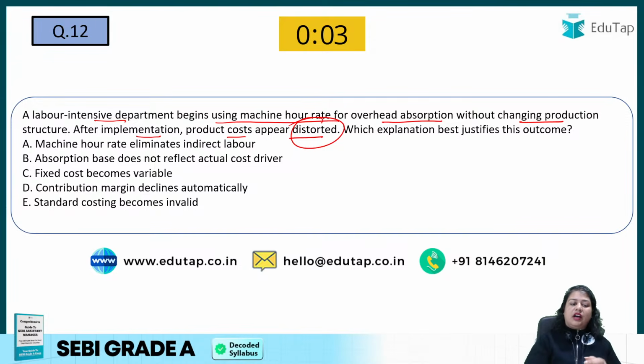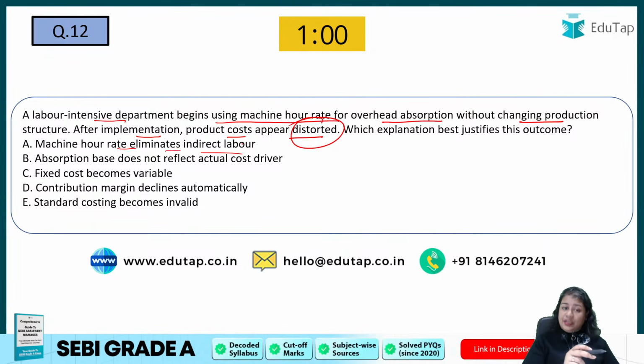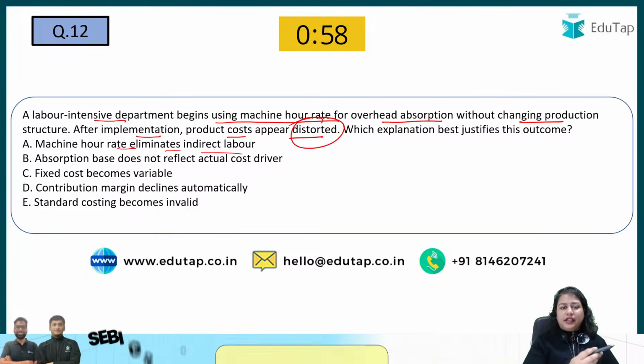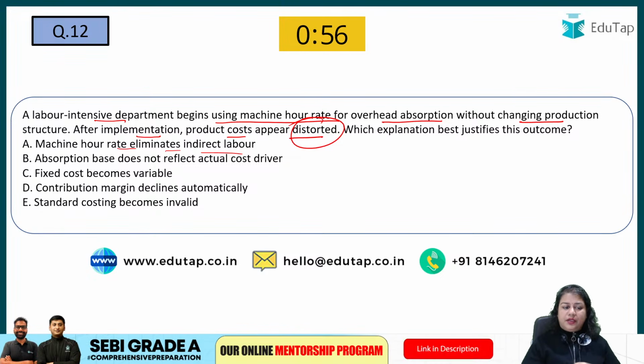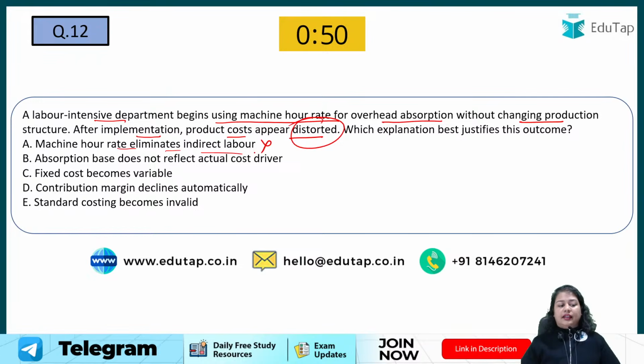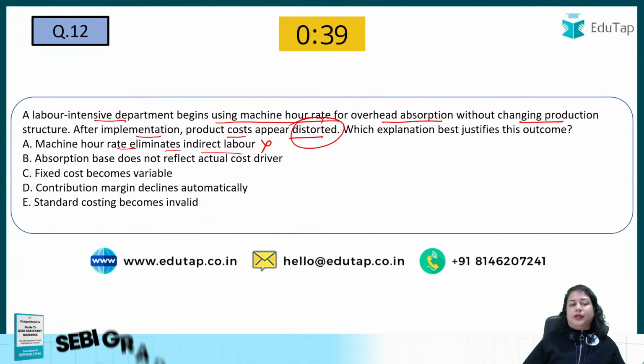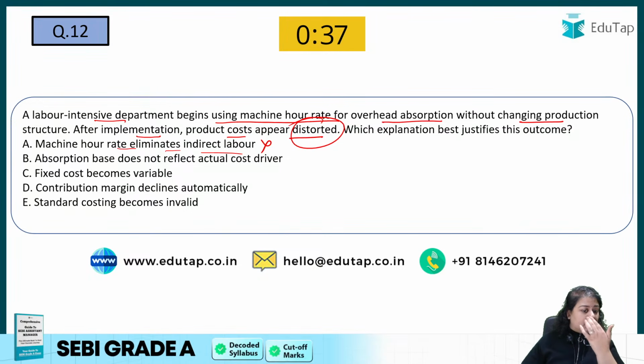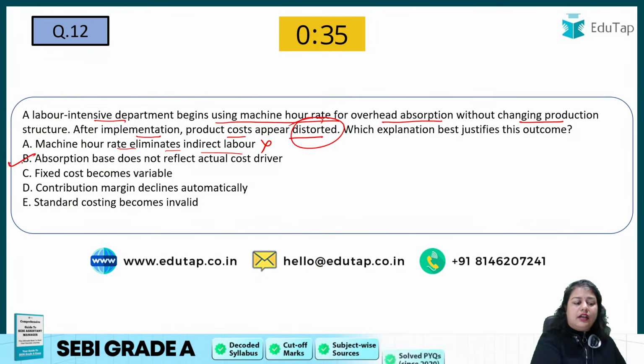Will the machine hour rate eliminate indirect labor? Will it eliminate? No, it will not eliminate totally. It will not eliminate because of course on the machine the labor is working, so hence it will not eliminate it totally. Then B, absorption base does not reflect the actual cost driver. So yes, basically this is not the cost driver, it is not the factor that is affecting the labor intensive department. So hence this option B is the correct one.